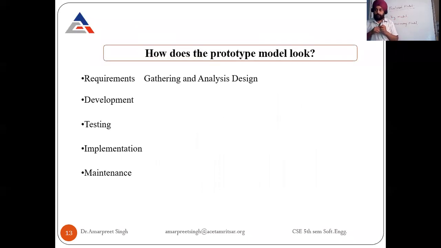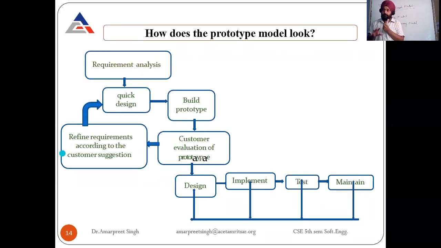Next. So how does the prototype model look? What are the different phases? First is requirement gathering and analysis. The gathering phase is there and analysis and design is always there. Then the development phase, testing phase, implementation phase, and the maintenance phase. So the phases are all as we have done in the software development life cycle. So all the phases are there. Just see the diagram of this. I will make it on the board also.